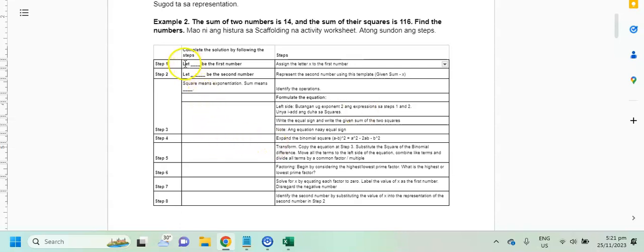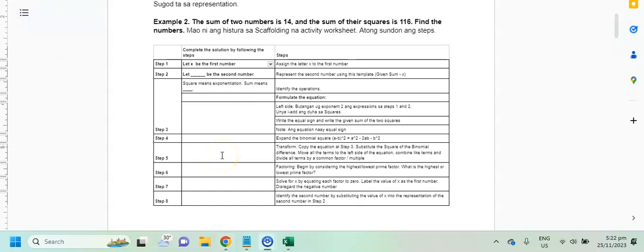Okay, so this is the template for the representation. Let blank be the first number. Again, unsa ganito ang letter nga atong i-assign sa first number? Yes, it's letter X. So you fill in the blank, you write X. Right, so do that in your seats, in your tickets, and raise your paper once done.